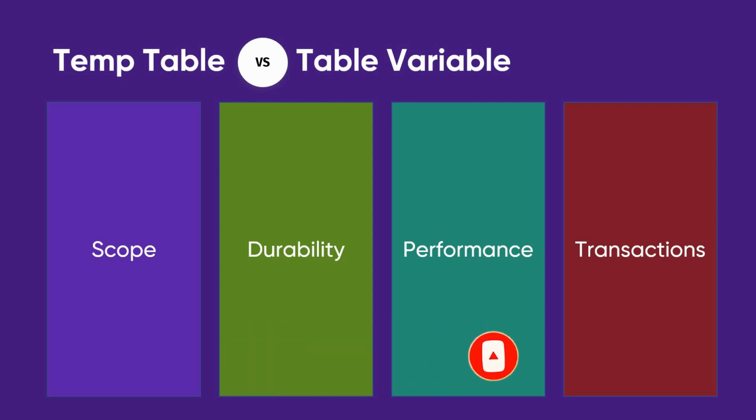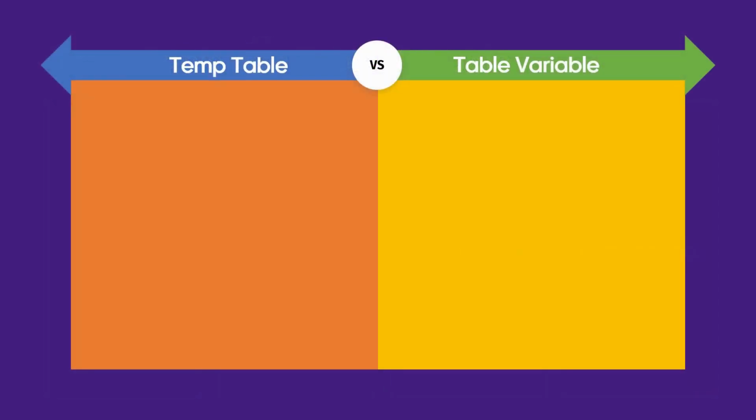In SQL Server, both temporary tables and table variables are used to store data temporarily. However, there are some differences between them. First we will see about scope.